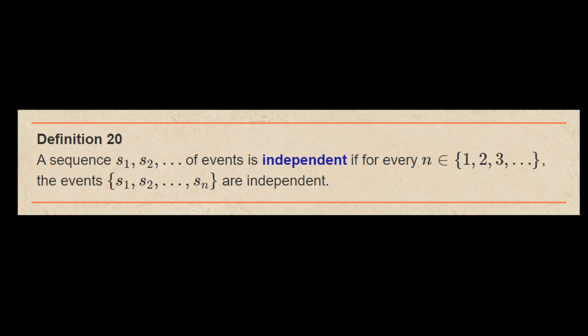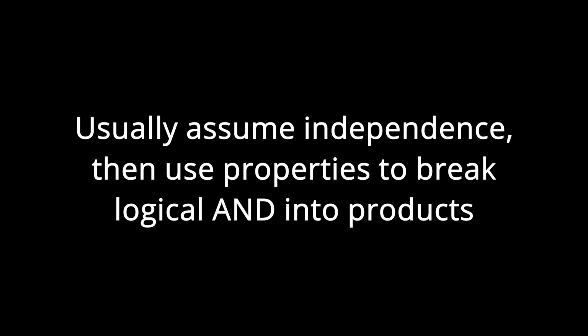So how should the independence of an infinite sequence of events be handled? A sequence S sub 1, S sub 2, etc. of events is independent if for every n in 1, 2, 3, and so on, the events S sub 1 up through S sub n are independent. Again, it's actually pretty rare to have to prove directly that a sequence is independent. Instead, it is often something assumed based on the situation, and then the property can be used.